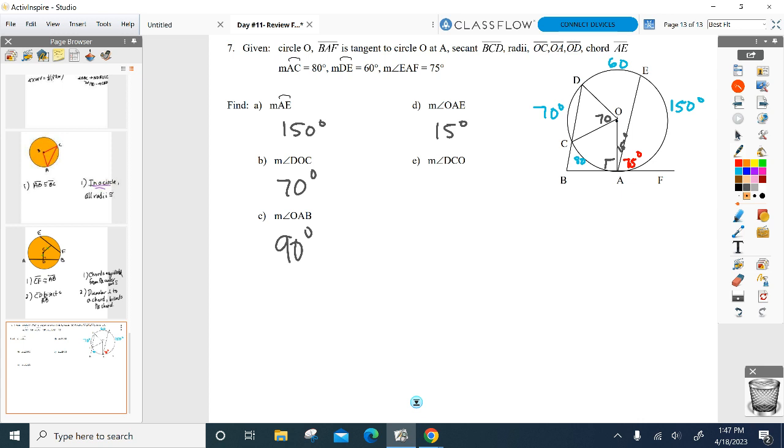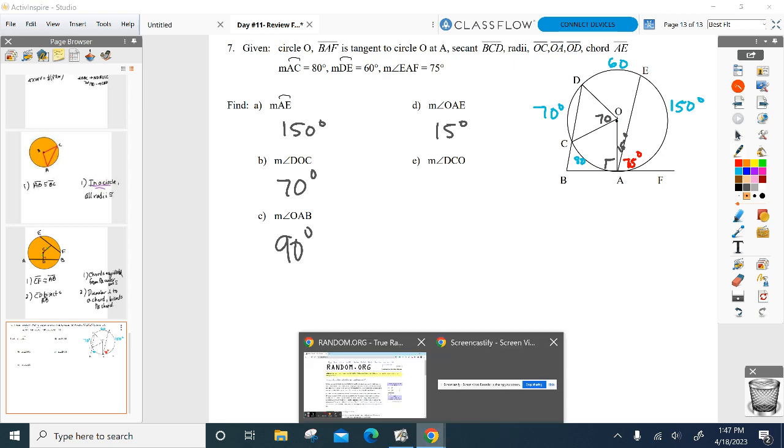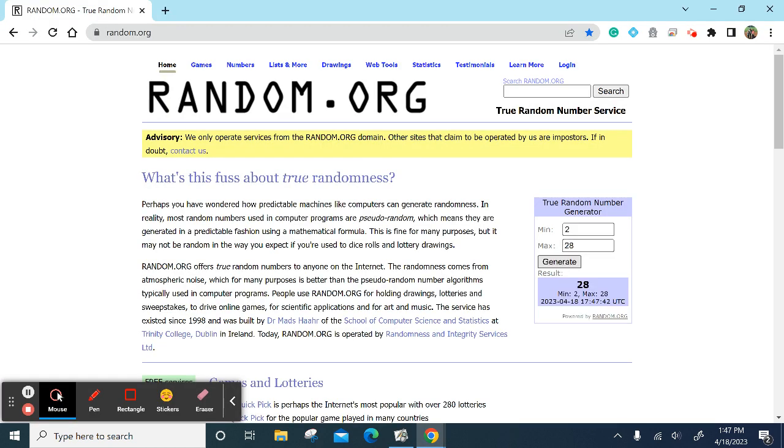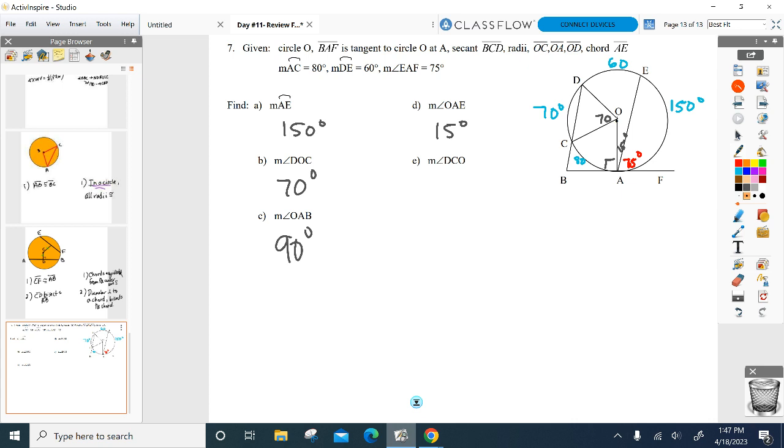Oh, and then we get to the challenge. If you haven't been smacked around yet, now it will come. DCO 28. Tyler, you ready? Inside? Yes, it is. Central? No. Inscribed? No, our definition we just went over. It's got to be 2 chords. OC is not a chord. Floater? No. Nothing we've talked about. So we better rely on some either circle facts or some geometry here.